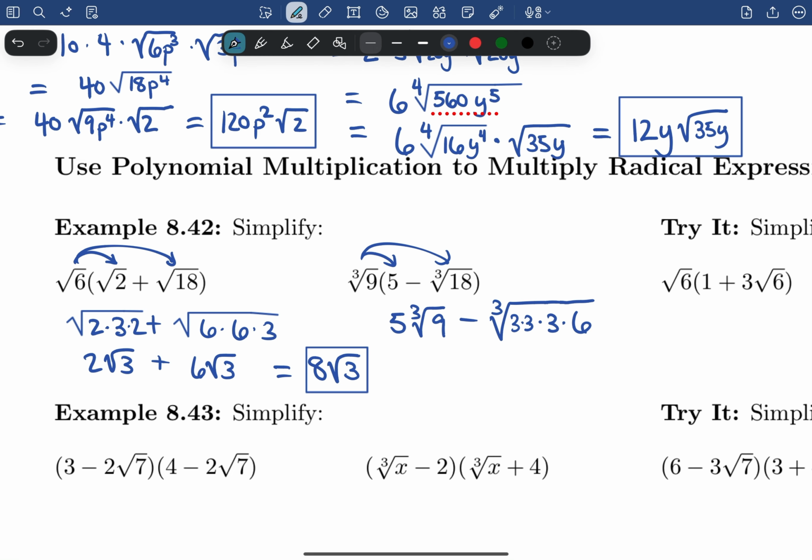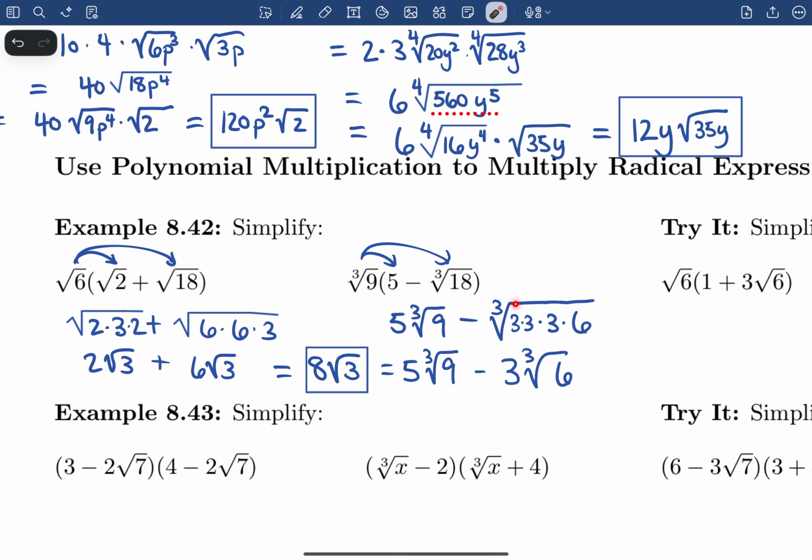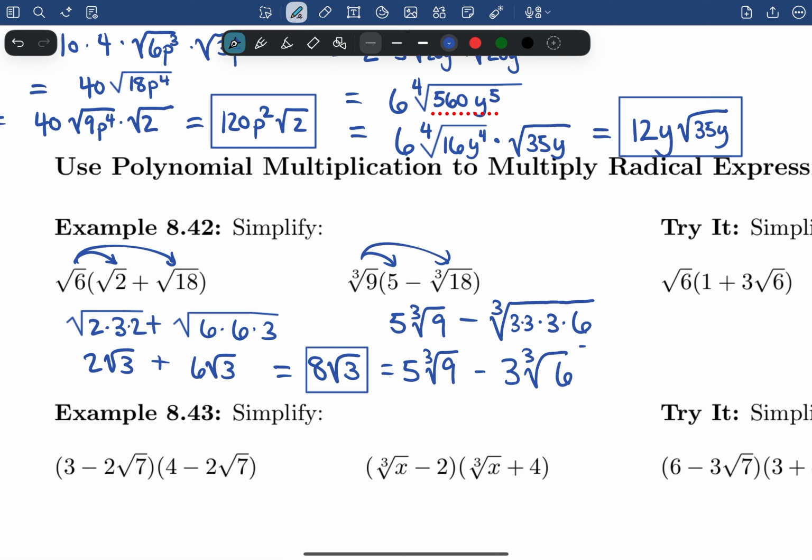And so it'll make sense that I'm going to say this is equal to 5 times the cube root of 9 minus 3 times the cube root of 6. Because I had the same factor repeated 3 times under a cube root. This is 3 cubed, so the cube root of 3 cubed is 3. But the 6, it got stuck under the cube root. It's not allowed to escape. And so now I have my final answer.